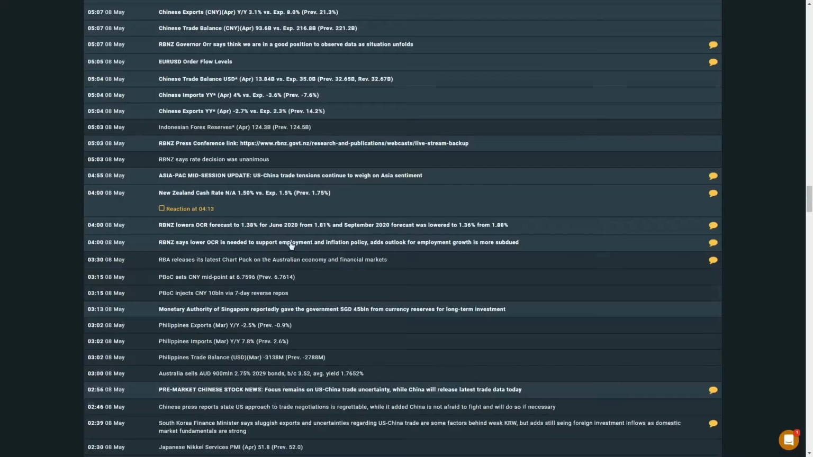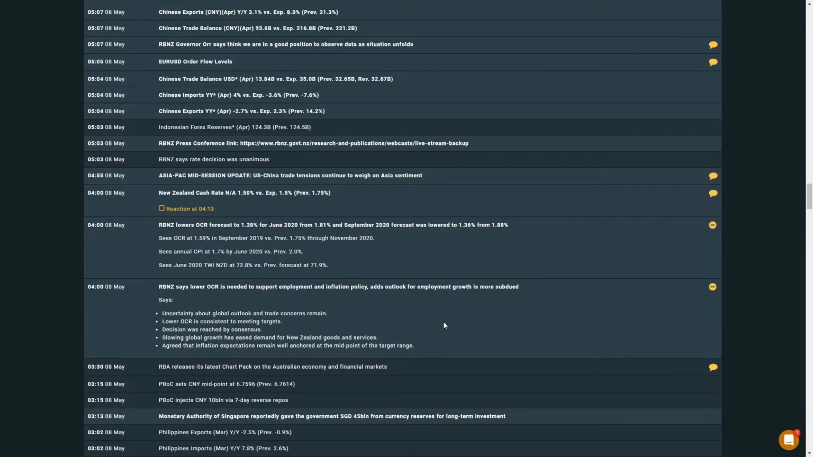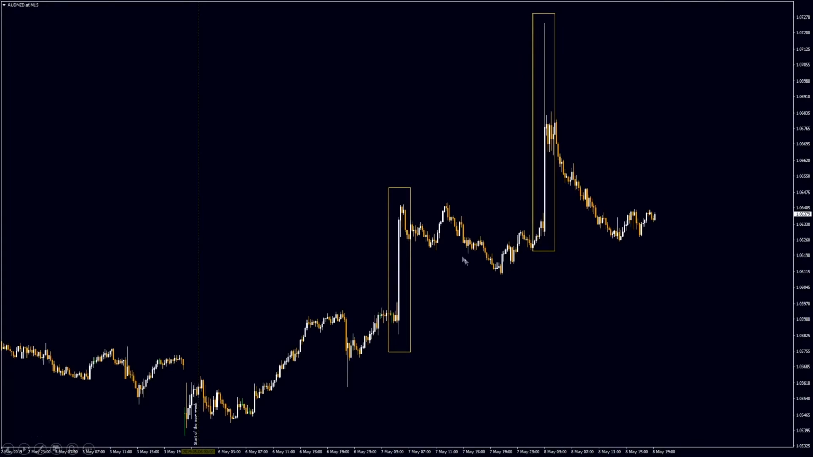So what happened on Wednesday with the RBNZ's meeting? Well, the RBNZ decided to cut interest rates in order to help support employment and boost inflation, and they also lowered their OCR forecast for the rest of 2019 and 2020 as well. And as a result, guys, the Kiwi dollar weakened across the board. We can see this reaction on the Aussie-New Zealand pair with the second bullish jump we can see on the charts.